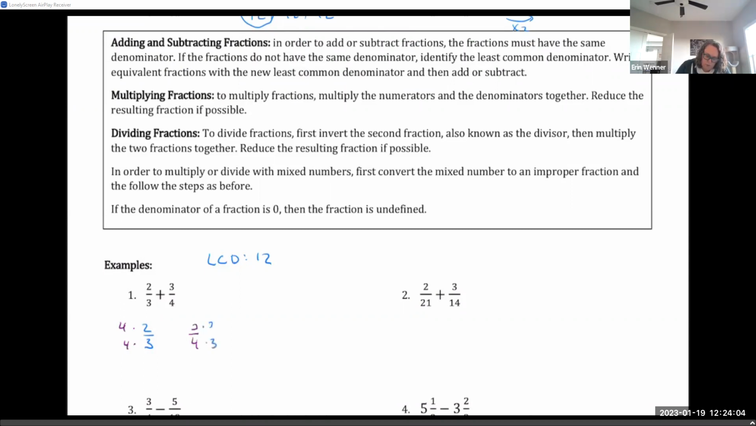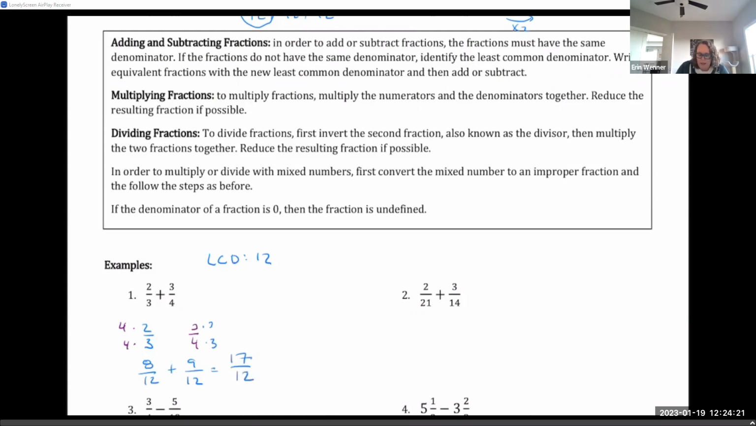And I can take 3/4 and multiply it by 3/3. 4 times 2 is 8. 4 times 3 is 12. This is the whole point of us doing this. 3 times 3 is 9. 4 times 3 is 12. So 8/12 plus 9/12 gives us 17/12.